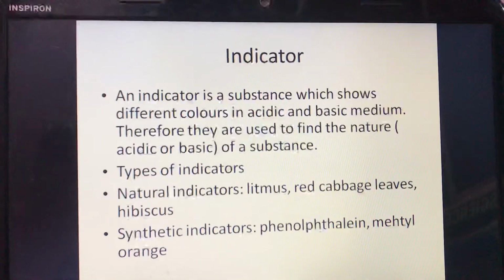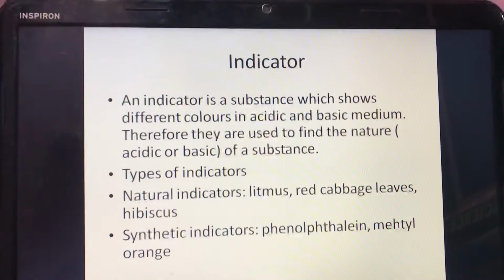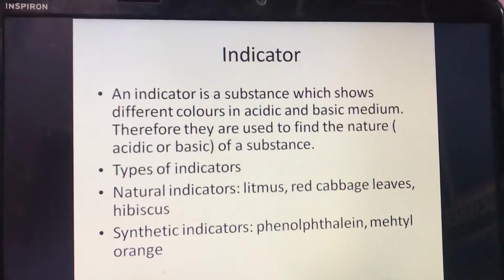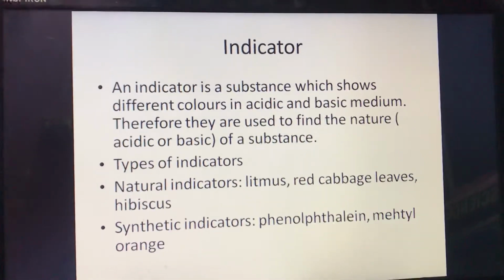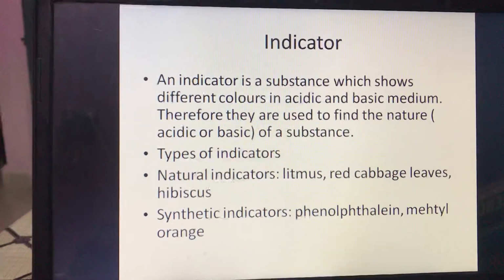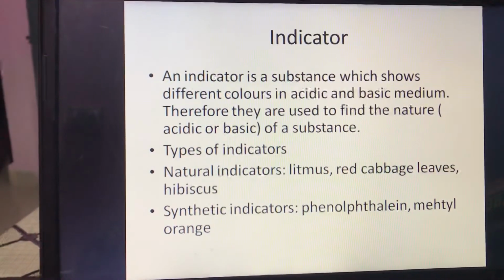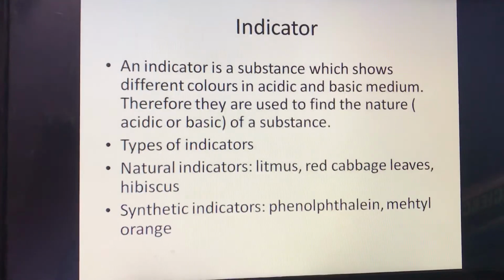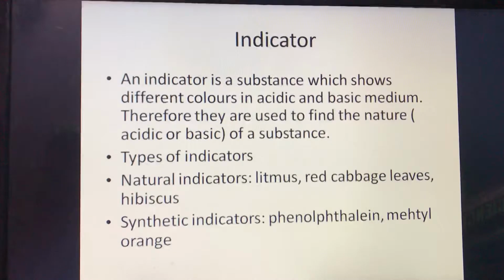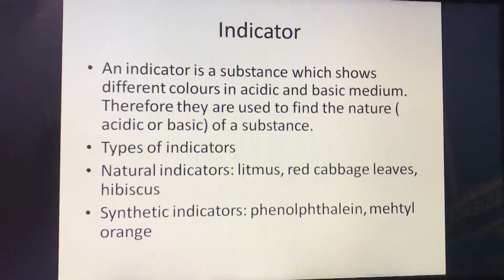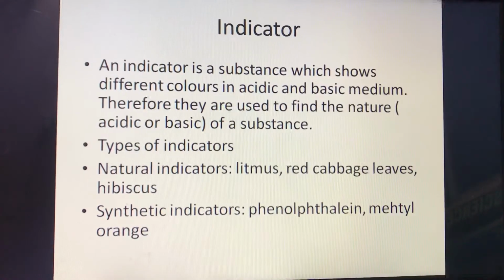Now indicator, what is an indicator? It is a substance which shows different color in different media. It means in acidic and basic media it shows different color. Therefore an indicator can be used to find the nature of a substance. Whether this substance is acidic or basic, it can be found with the help of these indicators.